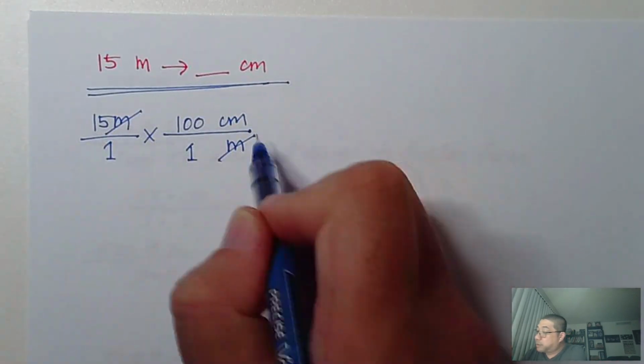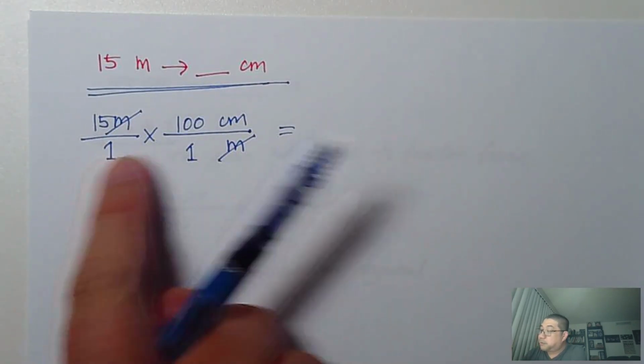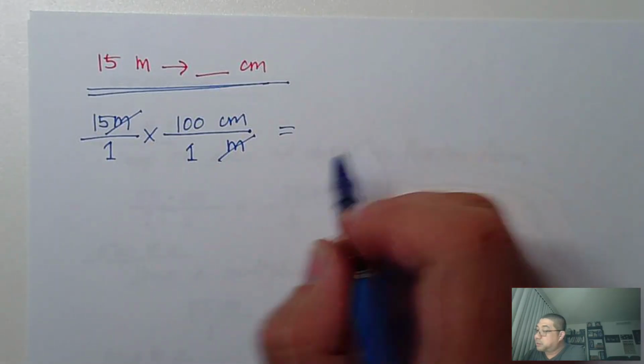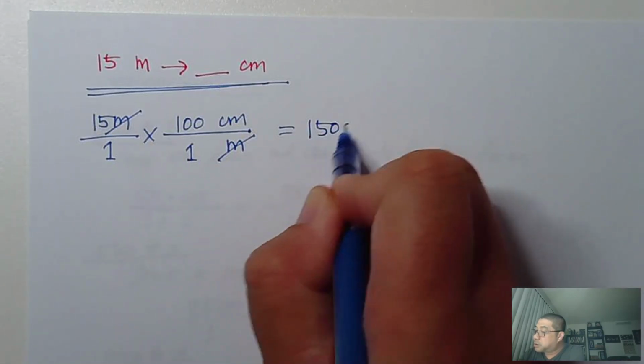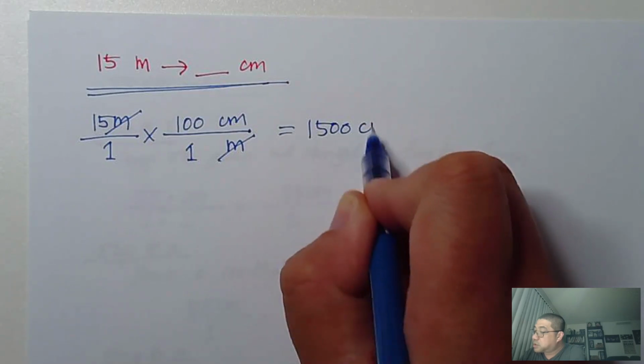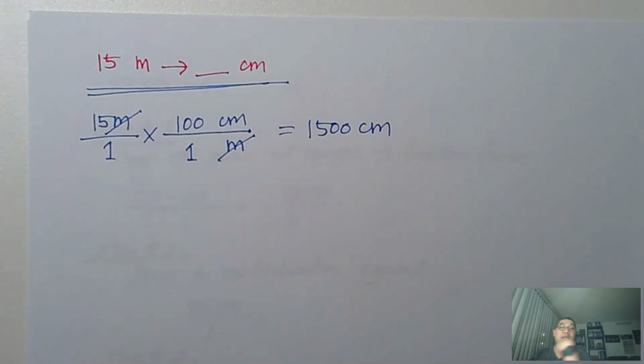Now all we have to do is multiply 1,500. So that will give us how many zeros? 1,500 centimeters. So there are 1,500 centimeters for every 15 meters. Okay. Simple.